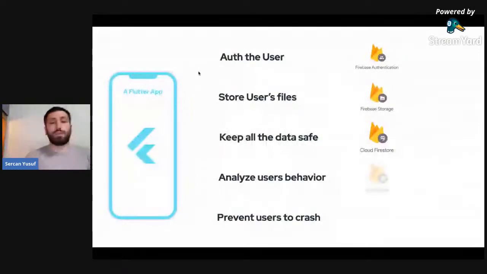And also Firebase has Analytics, so we can use it in our app. And also Firebase gives us a Crashlytics tool, so we can keep and track the crashes all over the app. So how do we do that? How do we set all these things together in our app?